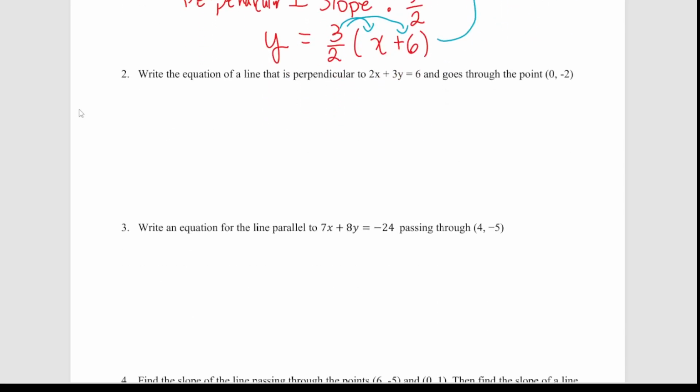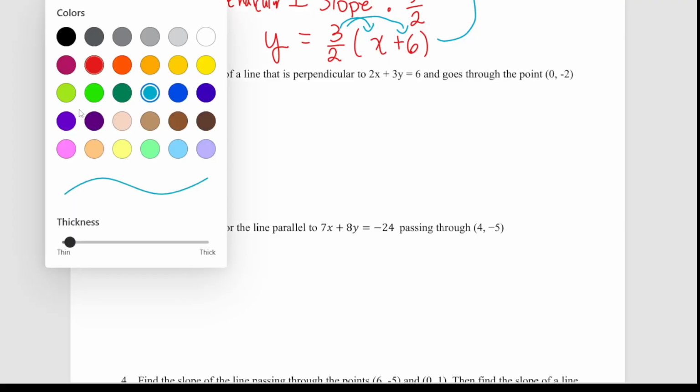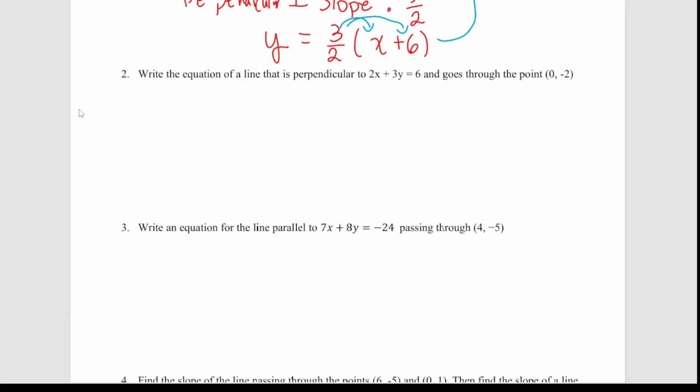If you want to write a line that's perpendicular to this one, well, first we're going to have to rearrange it so that it looks like y equals mx plus b, our slope-intercept form, so that we can identify the intercept.